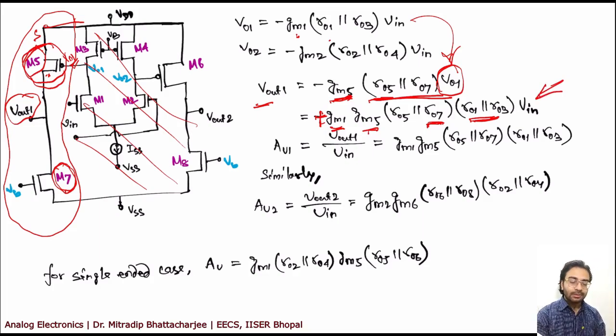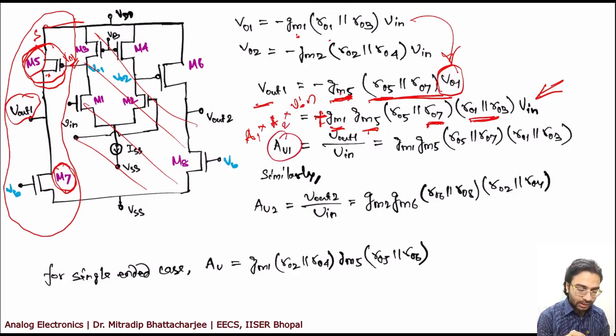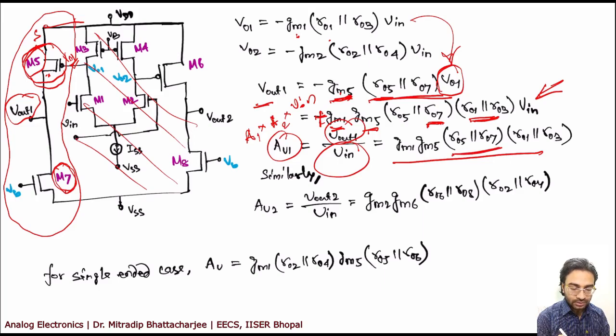So what does that mean? That means you are multiplying the gain from the first stage, which is the differential amplifier gain, into the gain of the second stage into Vin, right? So your AV1 gain, Vout by Vin, will be GM1 GM5 R01 parallel R07, R05 parallel R07, R01 parallel R03. So you got the gain, which is equivalent to A1 into A2, right?